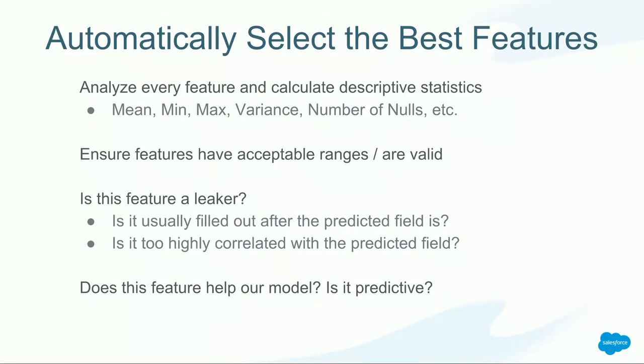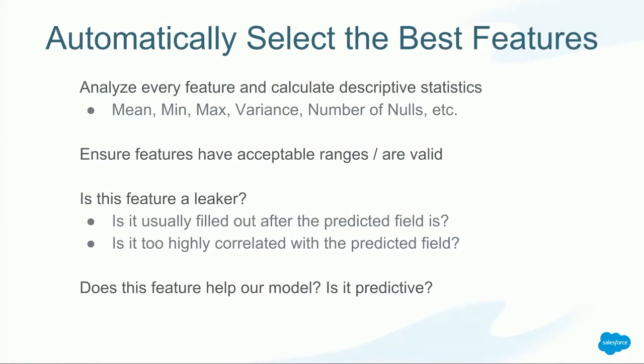We check if they're leakers. What we mean by that is sometimes you have fields that are filled out after the field that you're looking to predict is filled out. Those fields aren't available when you're scoring, so that's not actually useful to include in your model. So those are things we check for. We check if there are features that are too highly correlated with the feature that you're trying to predict. Those won't be super useful in building models.